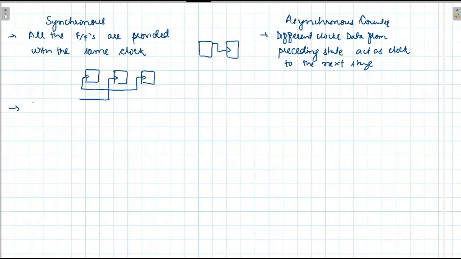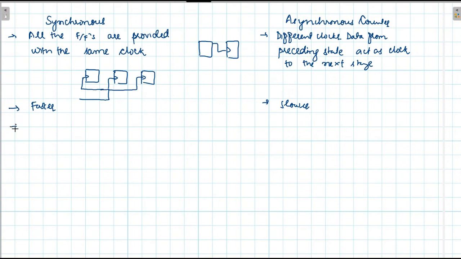We can say your synchronous is faster and this is slower. The reason for that is your system will take some finite time to process the data and your clock is readily available. So this makes synchronous faster and asynchronous slower, but there is still a lot of tussle in there, so we cannot say. These days asynchronous systems are also being designed and they are much faster.